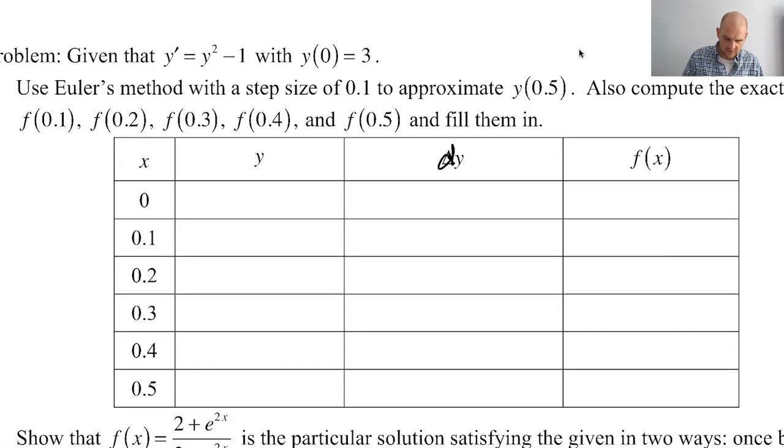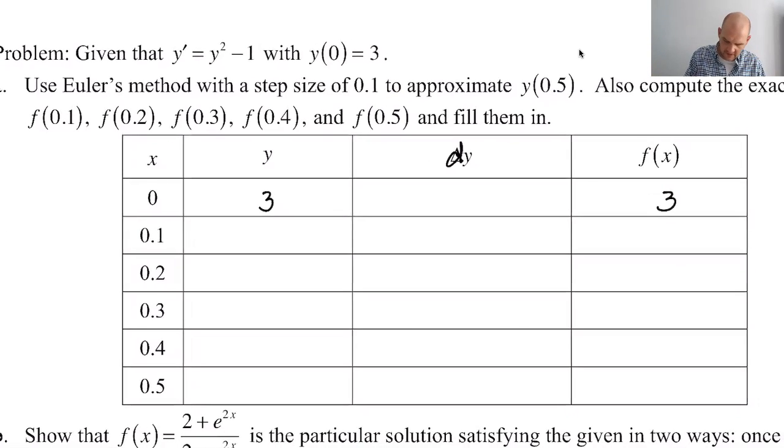All right, so let's see, what are we doing? We're going to use Euler's method, step size of 0.1, to approximate y of 0.5. Oh, so many steps. And we're going to compute the exact values. I think there's going to be a huge problem with this at some point, but we'll find out. So when x is 0, y is 3, that's given, and therefore that's the actual value. We're not going to be able to find the actual value for a while.